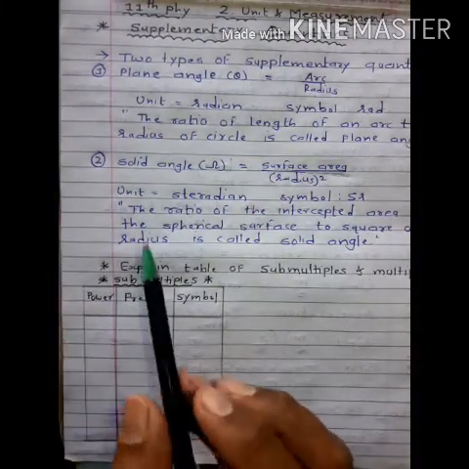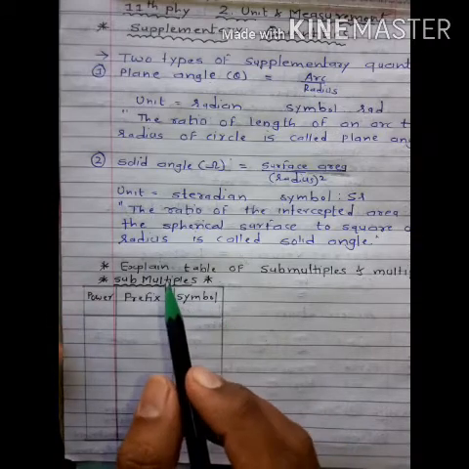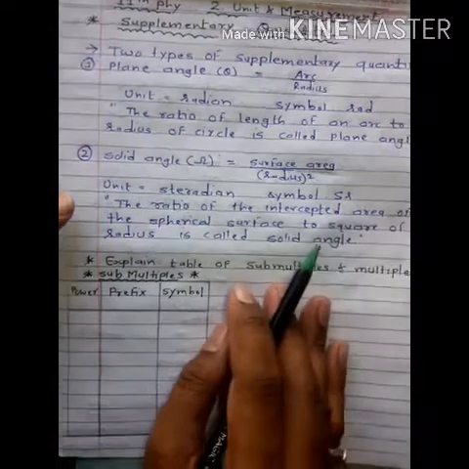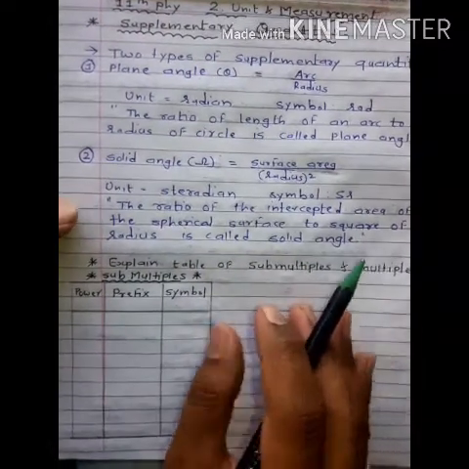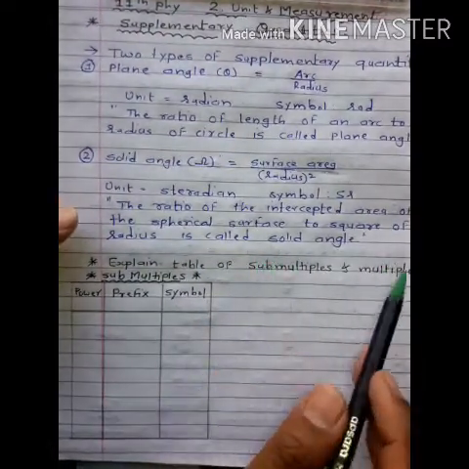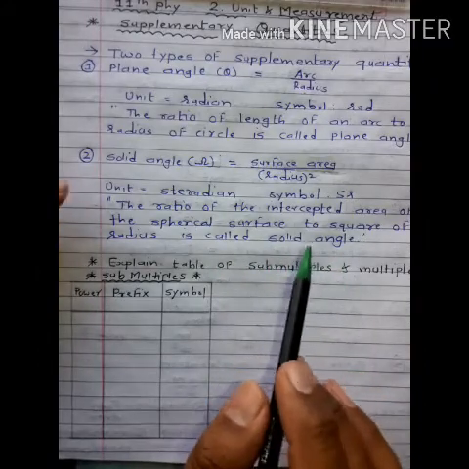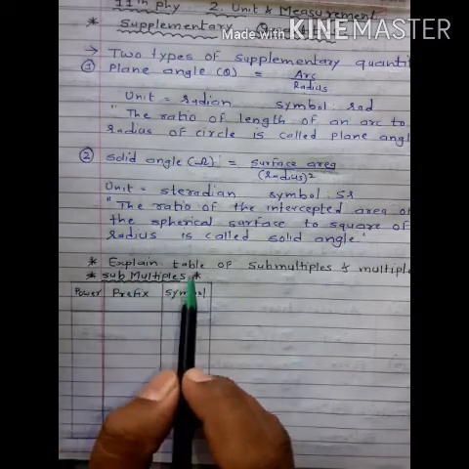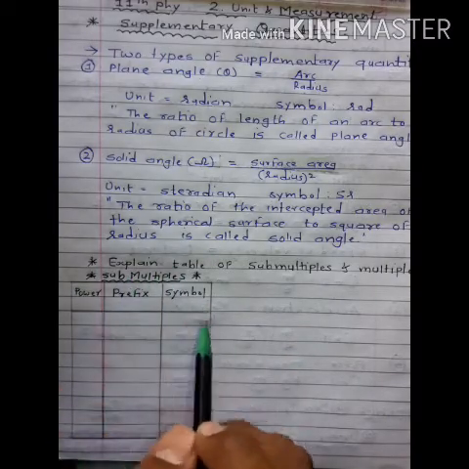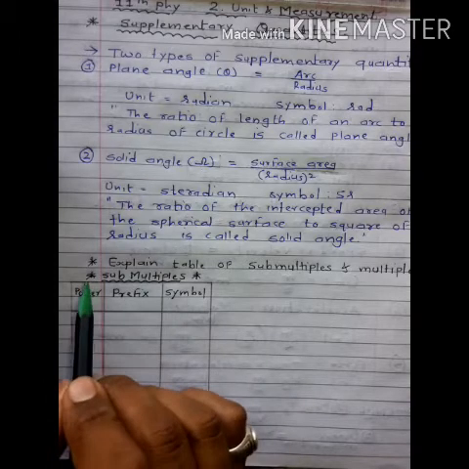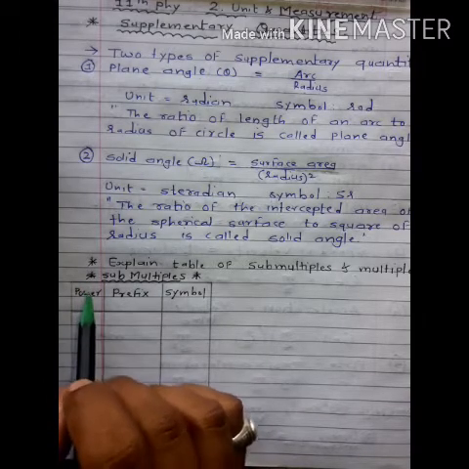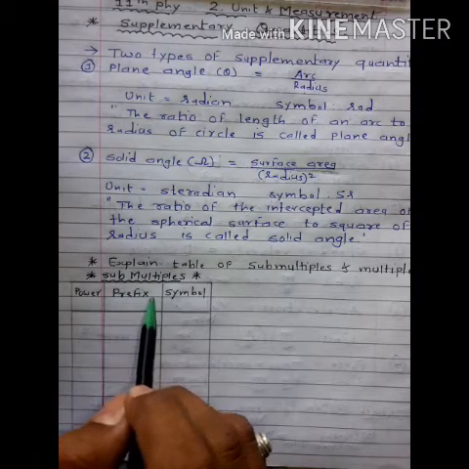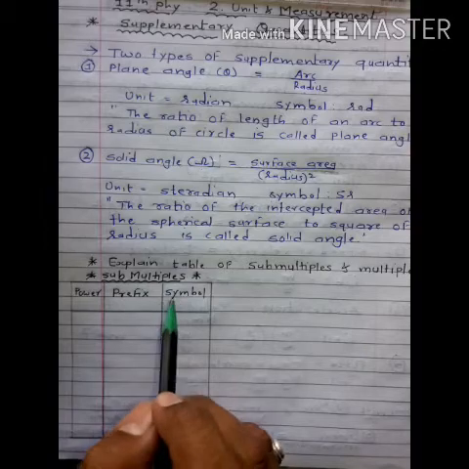Now here we are going to explain another important question for VSQ. Explain the table of submultiples and multiples. Generally we use submultiples and multiples in examples as well as in special units. First of all we explain the table of submultiples. Here we draw three columns. The first column represents the value of power, 10 to the power. The second column represents the prefix, and the third column represents its symbol.